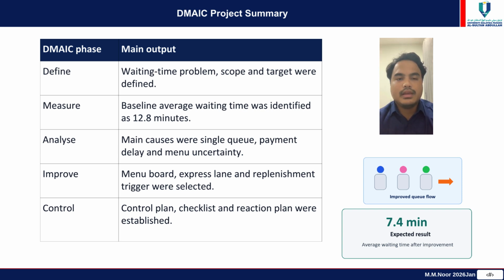DMAIC Project Summary. In the define phase, the waiting time problem, scope, and the target were clearly identified. In the measure phase, the baseline average waiting time was found to be 12.8 minutes. In the analysis phase, the main root causes were single queue, payment delay, and manual uncertainty. In the improve phase, the selected solutions were menu board, express lane, and a replenishment trigger. Finally, in the control phase, the control plan, checklist, and reaction plan were established.